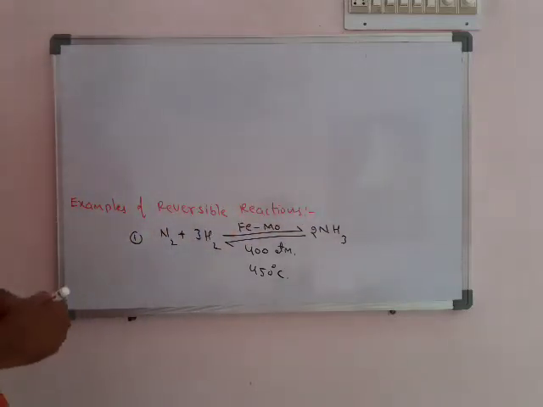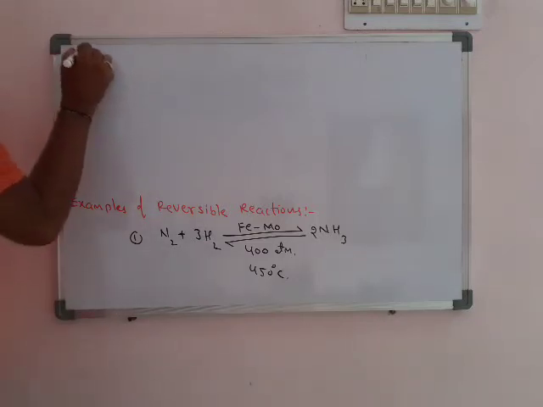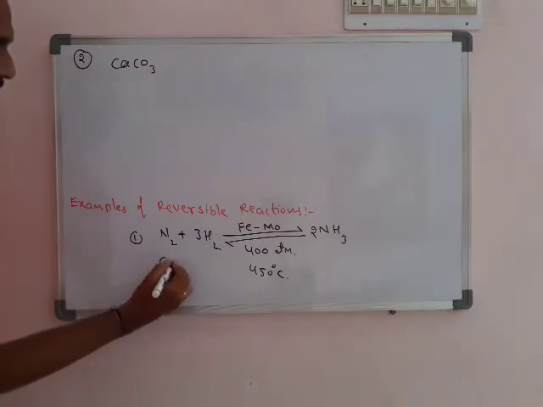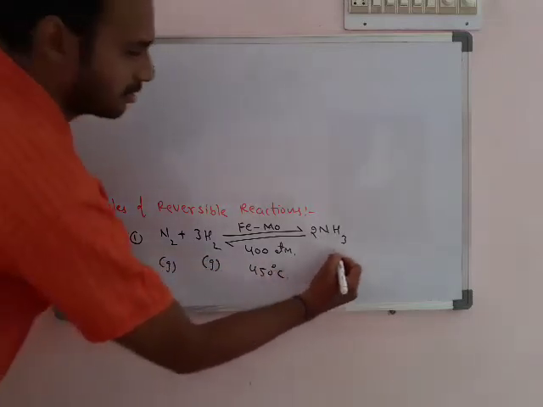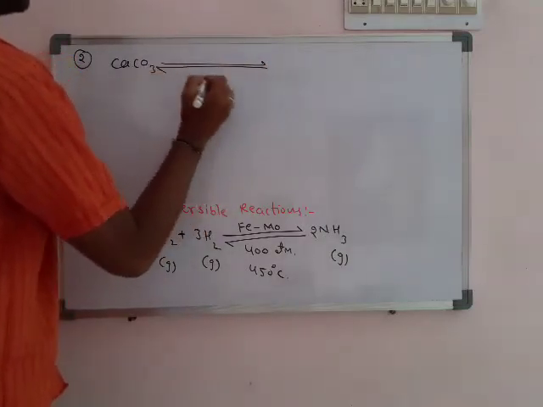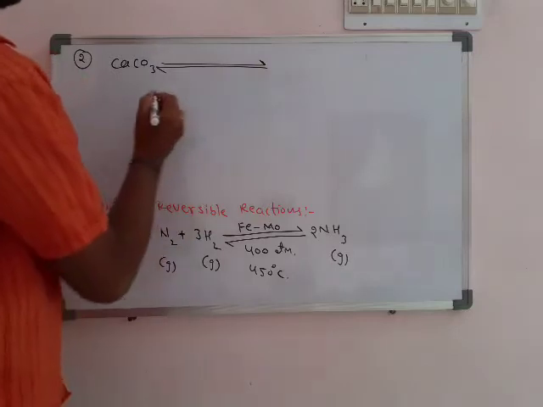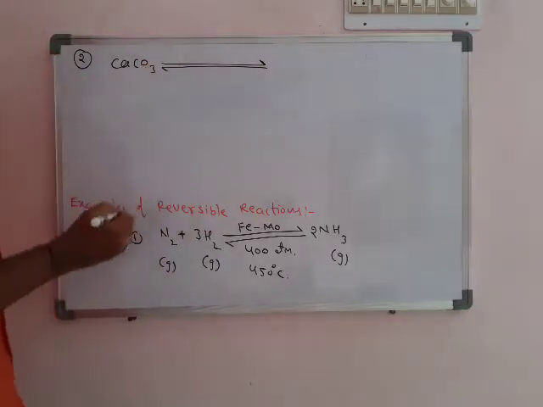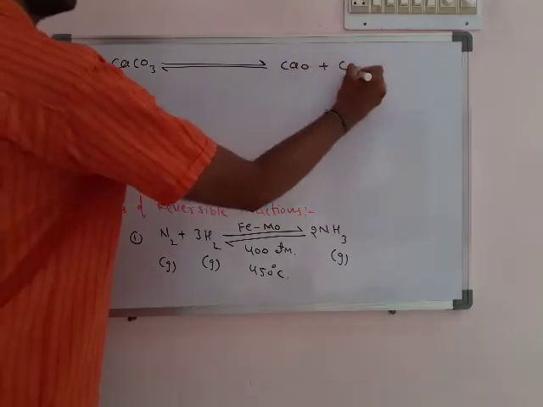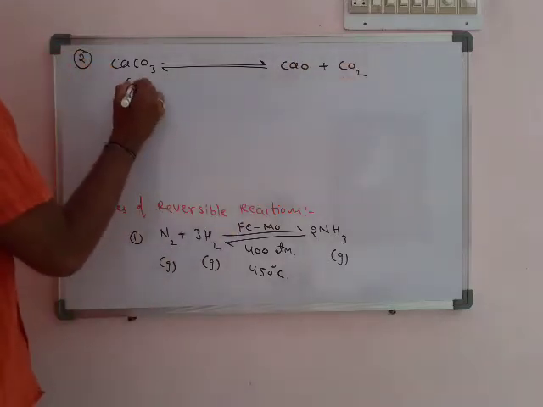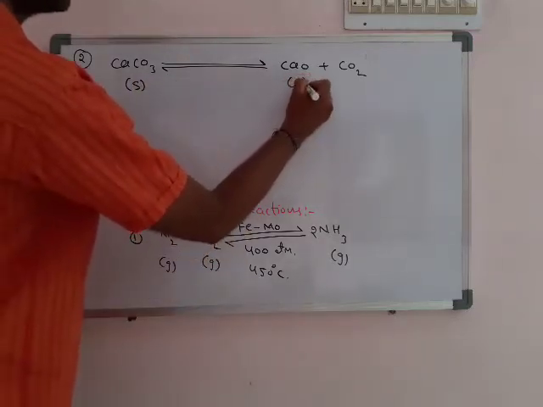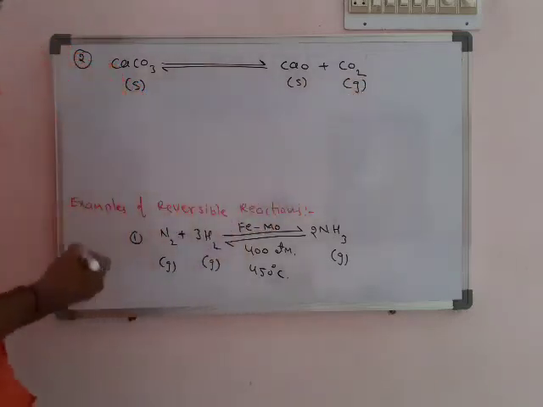And some more examples are there. Here all are present in gaseous state. Gas, gas, gas. CaCO3 also is a reversible reaction. CaO plus CO2. Already it is balanced. So what are the physical conditions? Calcium carbonate is a solid, in powder form. The products are in gaseous state.